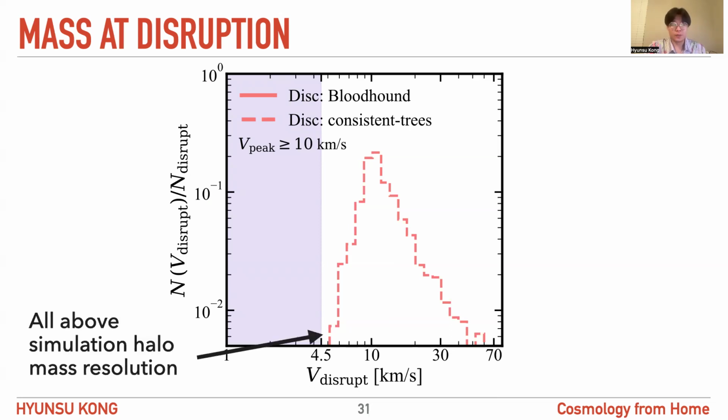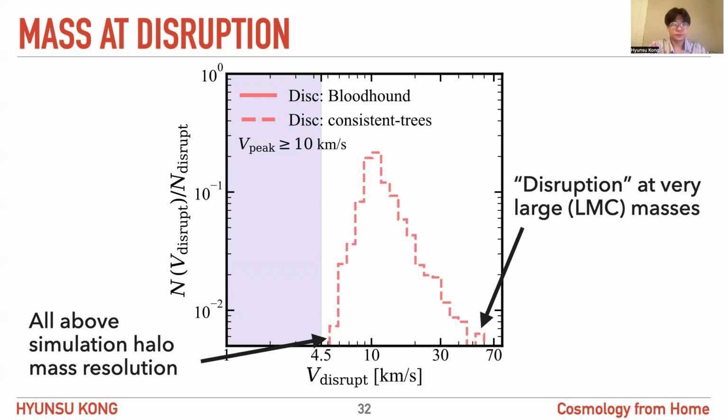And that is a big problem, considering that the halo mass resolution of the simulation is much lower, at 4.5 kilometers per second, meaning essentially all subhalos are disrupted or lost before they reach the resolution limit. Another problem we learned from this figure is that there is a large number of subhalos disrupting at very high masses, with some of them being as massive as the Milky Way's most massive satellite galaxy, the Large Magellanic Cloud.